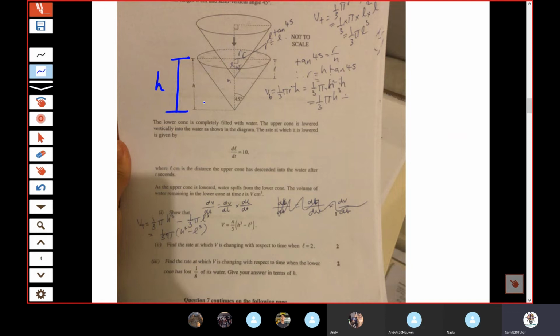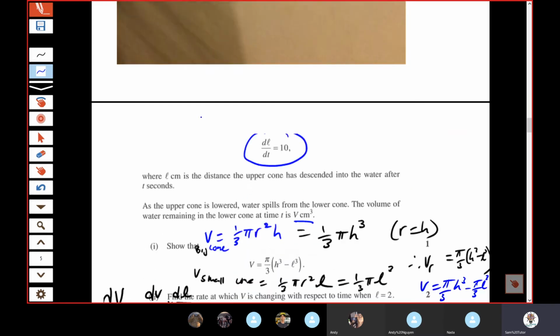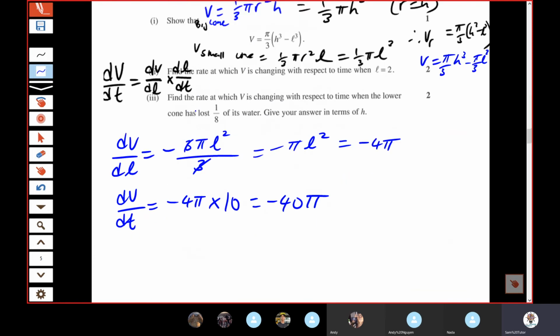Does the height change? That's what you're going to look at. Is the height of your bottom cone ever going to change? No. Is the height of the top cone ever going to change? Also no. The height doesn't change. L is changing because L is the distance that it's moving down, which just so happens to be the height of the upper cone at that point. So yeah, h is the constant. All right, any other questions?